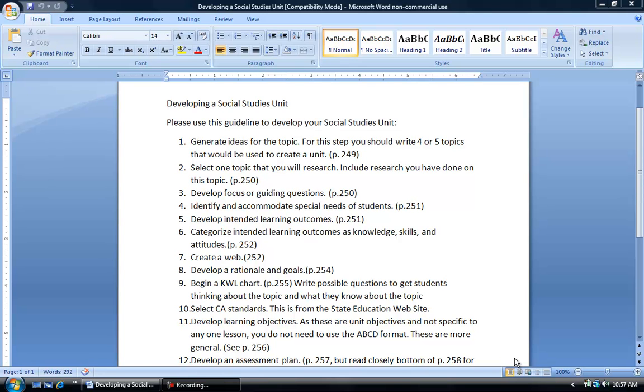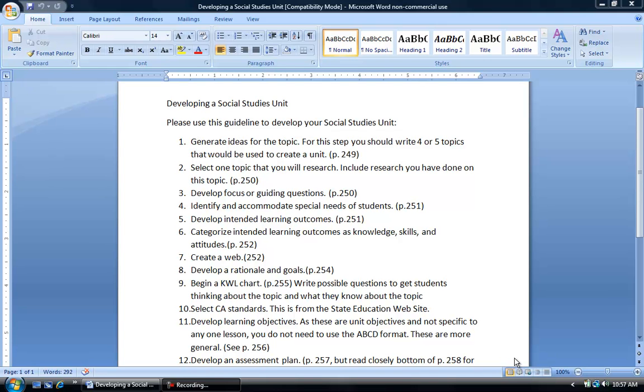Hi, this is a Jing to further explain how to develop your social studies unit using this guide you see on the screen. And I do want you to use this guide as the criteria for what you're going to do and how you're going to write your unit. And the first step is to begin generating ideas for a topic.